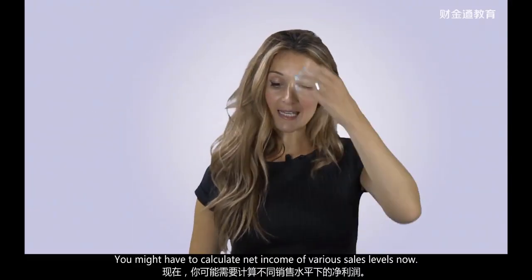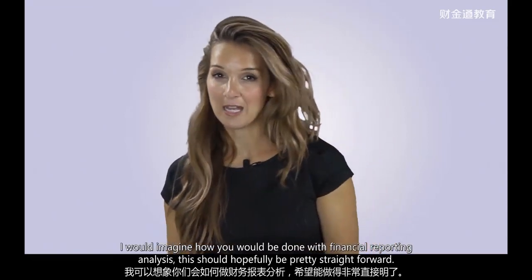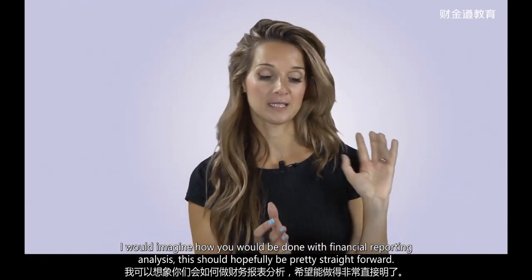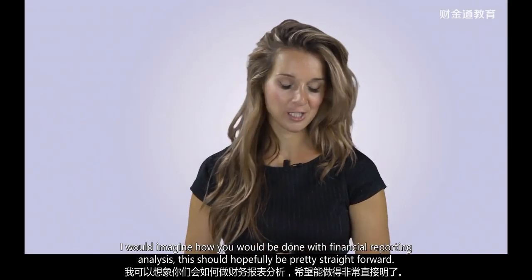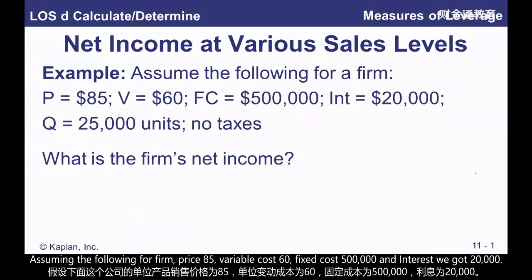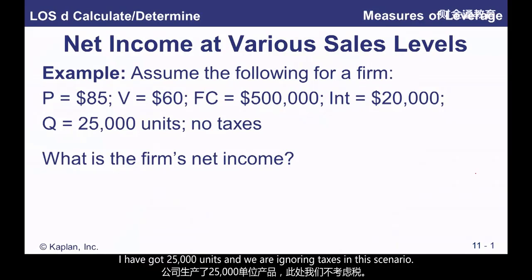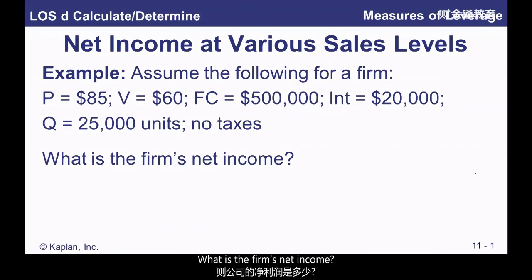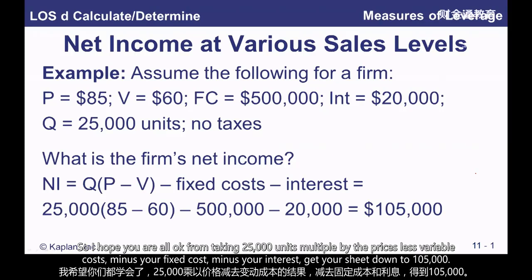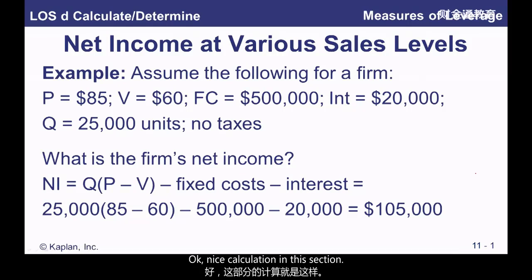You might have to calculate net income at various sales levels. Now, I would imagine, having done your financial reporting and analysis, this should hopefully be pretty straightforward. So assuming the following for a firm: price 85, variable cost 60, fixed cost 500,000. We've now got interest of 20,000. I've got 25,000 units. We're ignoring tax in this scenario. What is the firm's net income? So I'm hoping you are all okay with taking 25,000 units multiplied by the price less the variable costs, minus your fixed costs, minus your interest, gets you down to 105,000. Okay, nice calculations in this section.